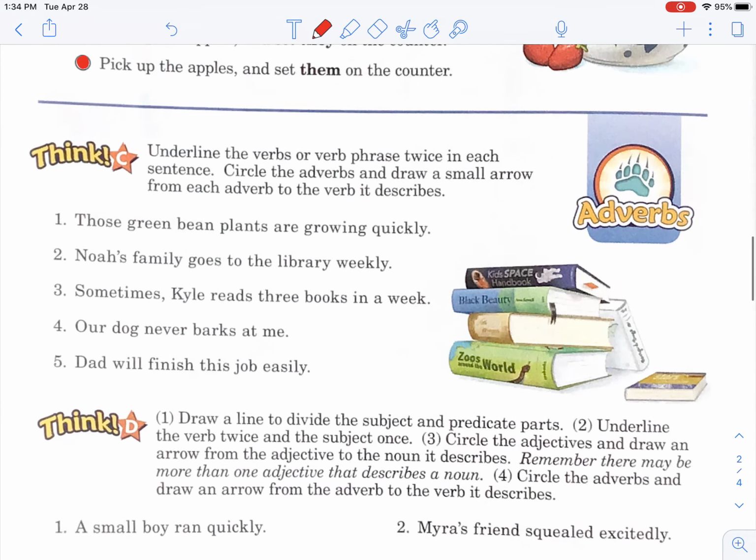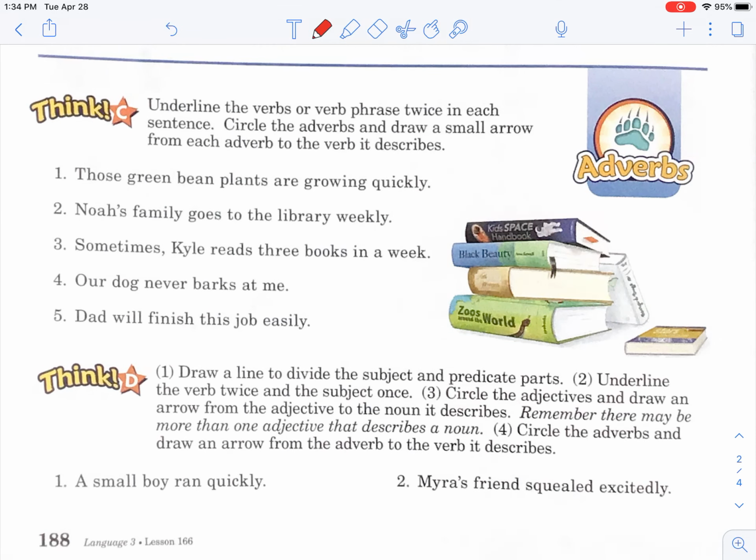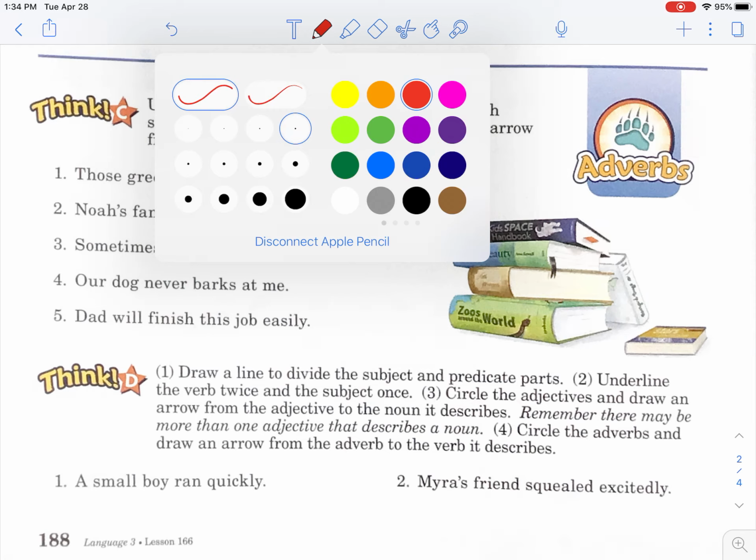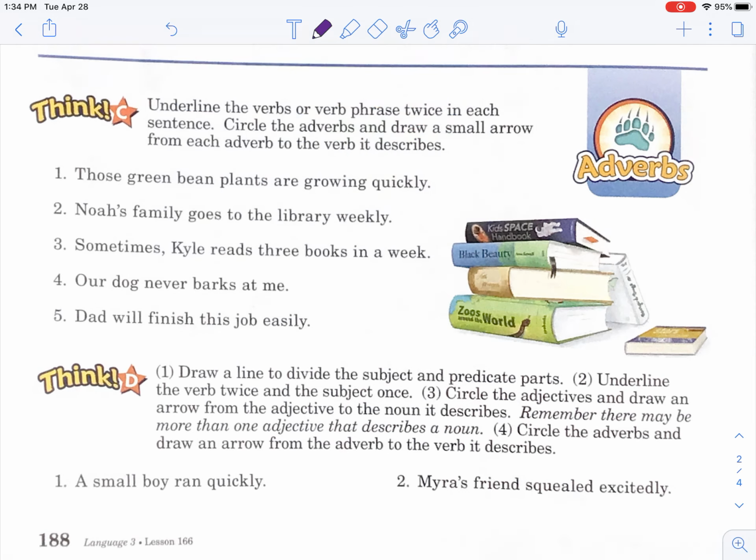Okay, here we go. Moving on down to the second half. Finally gonna finish page 188. Okay, number one in Think C. Underline the verbs or verb phrases twice in each sentence. Circle the adverbs. Adverbs describe the verb. Remember, verb is an action word. And draw a small arrow from each adverb to the verb it describes. Okay, so we're looking for verbs. And a verb is an action word. And the adverb describes the action. Okay?